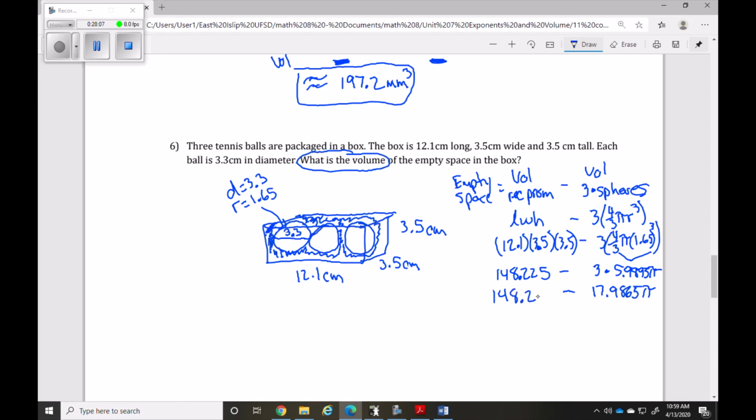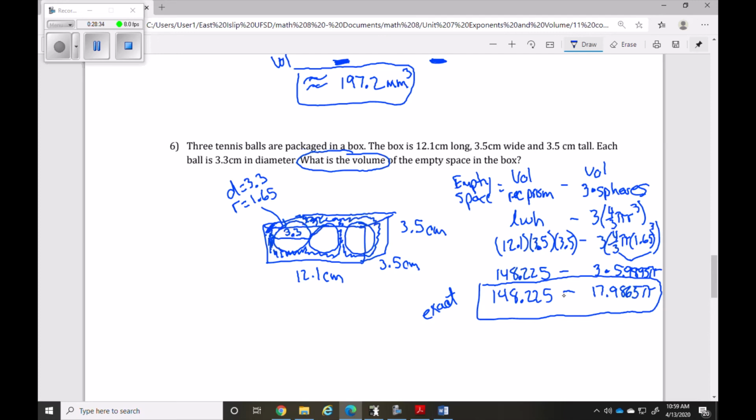This doesn't have a pi in it. Remember, I can't subtract if they're not like terms. This would be my exact answer. If they ask me to round, then I can type this into my calculator and get a rounded answer. But this is how I'm going to leave it since it didn't tell me I had permission to round.